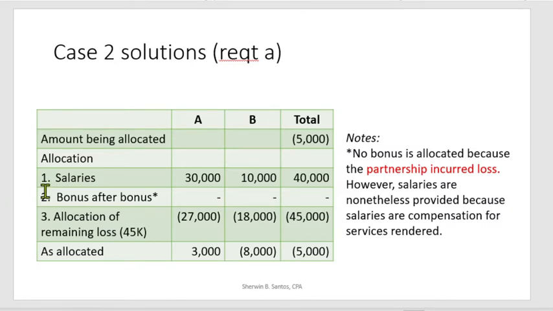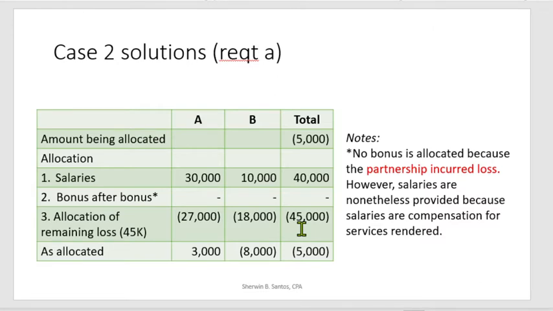So, case 2 solutions for requirement A. So, magkano daw ang loss? 5,000. So, ito yung allocate mo. Kahit na may loss ka pa, magbibigay ka pa rin ng salaries. So, may salaries pa rin 30 and 10 for A and B respectively. May bonus after bonus ka ba? Wala. Remember, dun sa unang discussion natin, sinasabi na you will only give bonus if there is a partnership profit. Since loss ito, wala kang ibibigay na bonus. So i-allocate natin. 5,000 na ang loss mo, salaries mo 40,000. So, negative ka pa ng 45,000.